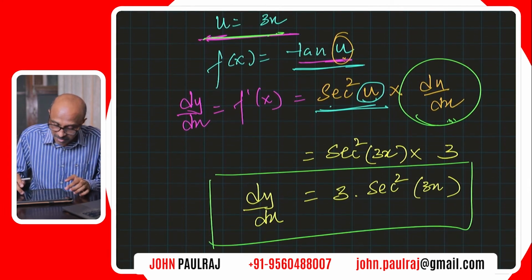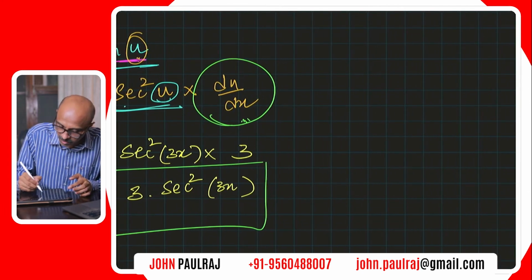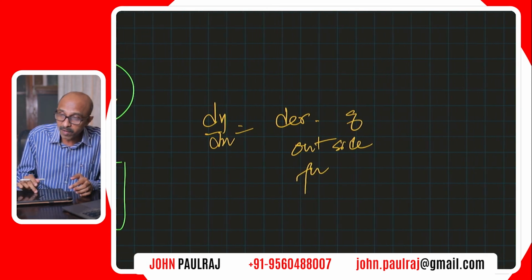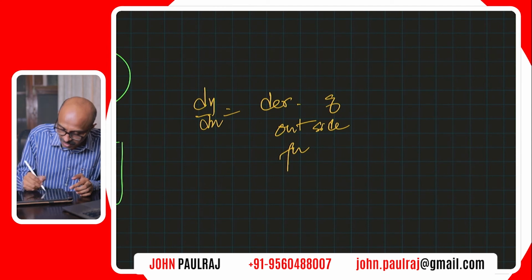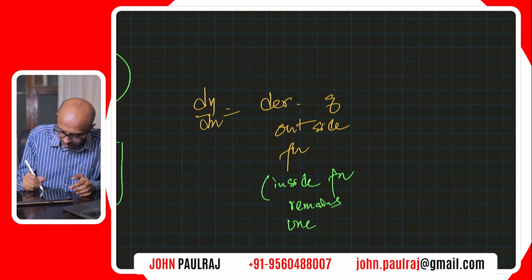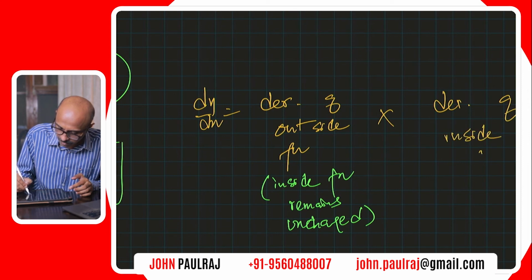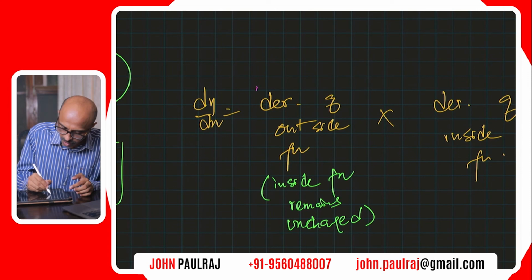Okay, so how did we do it? The derivative, if I were to write it down, dy by dx, is the derivative of the outside function. And when we say derivative of the outside function, what needs to be kept the same is that the inside function remains unchanged, okay, multiplied by the derivative of the inside function. Okay, so that is the chain rule.